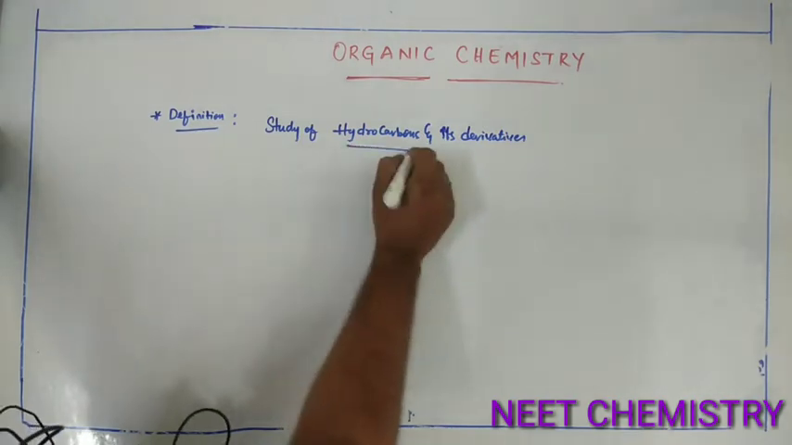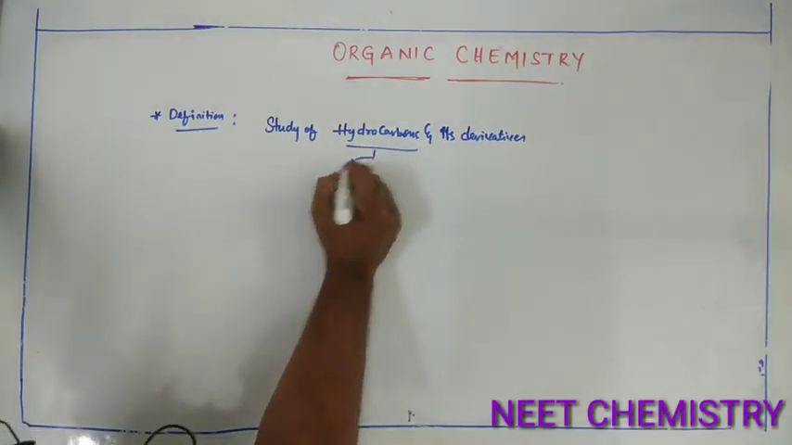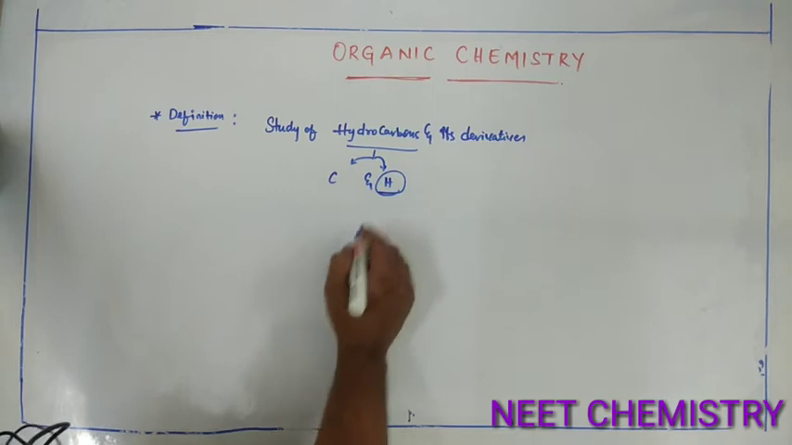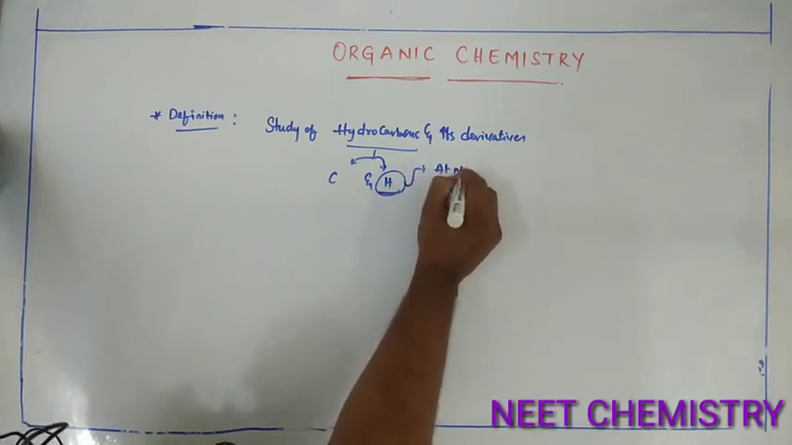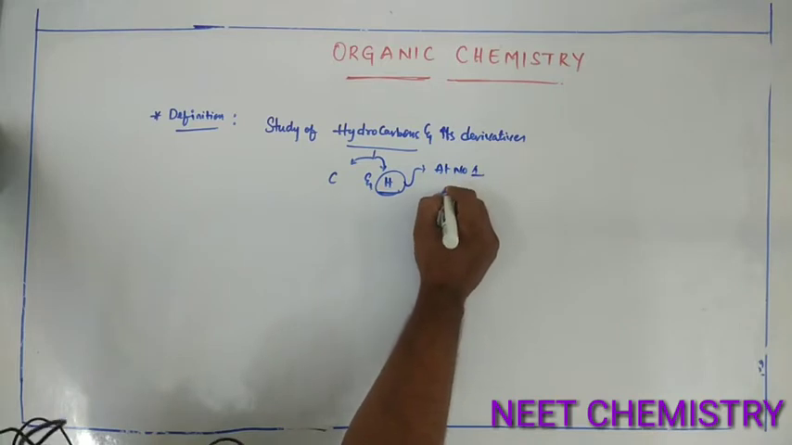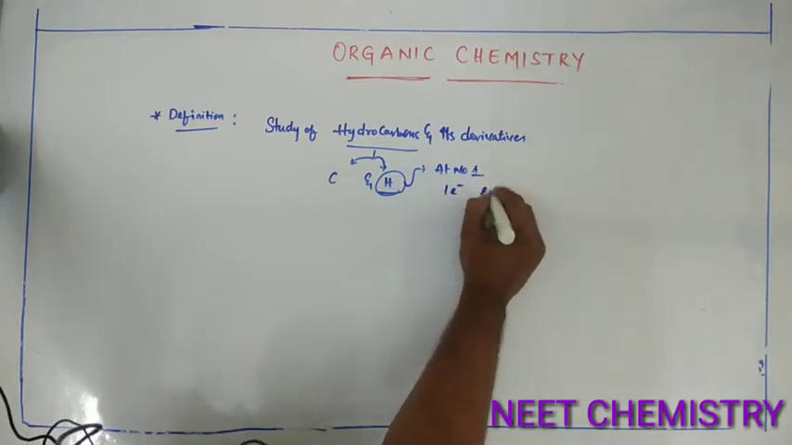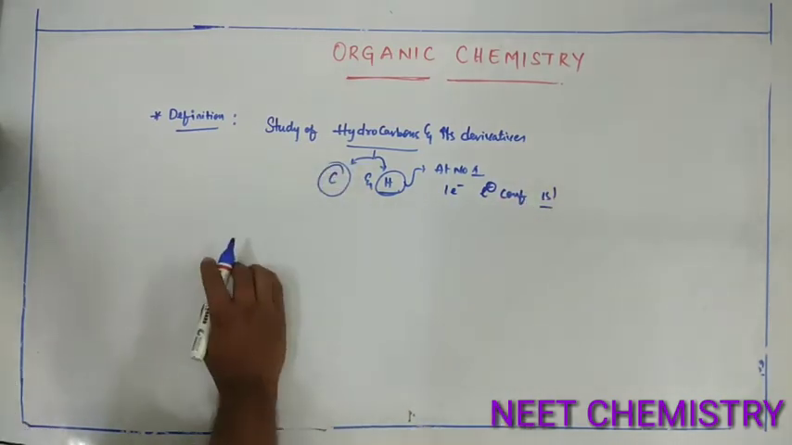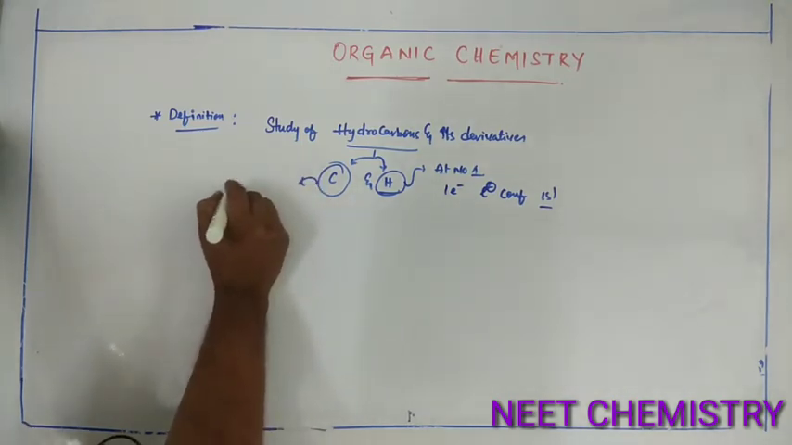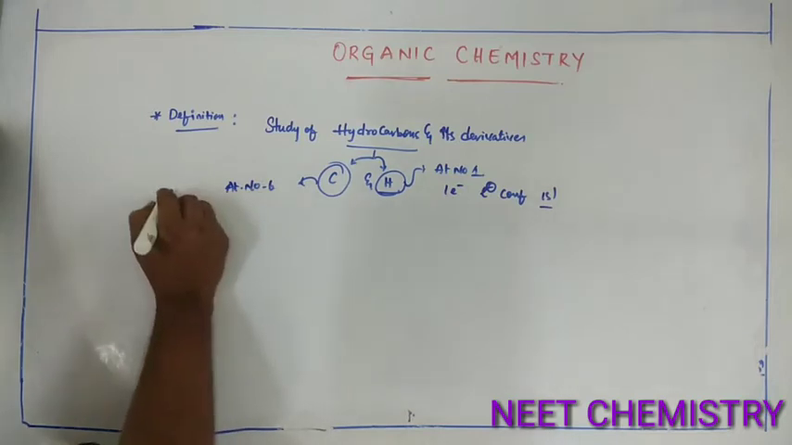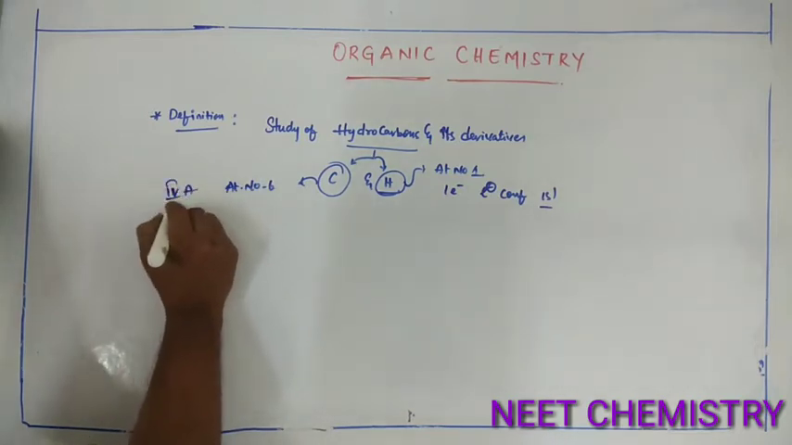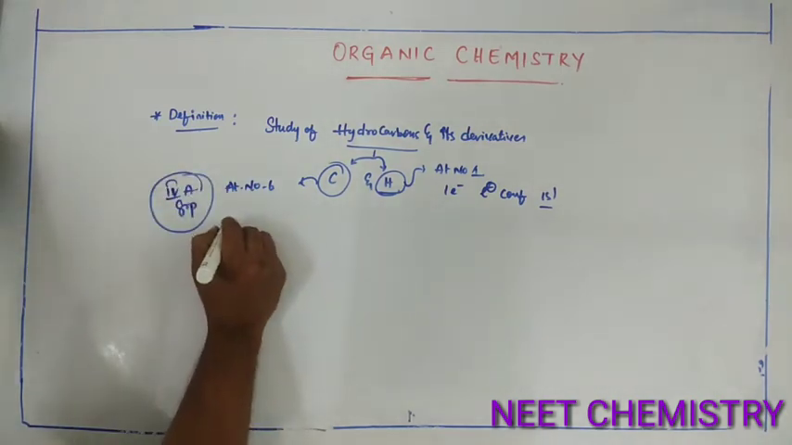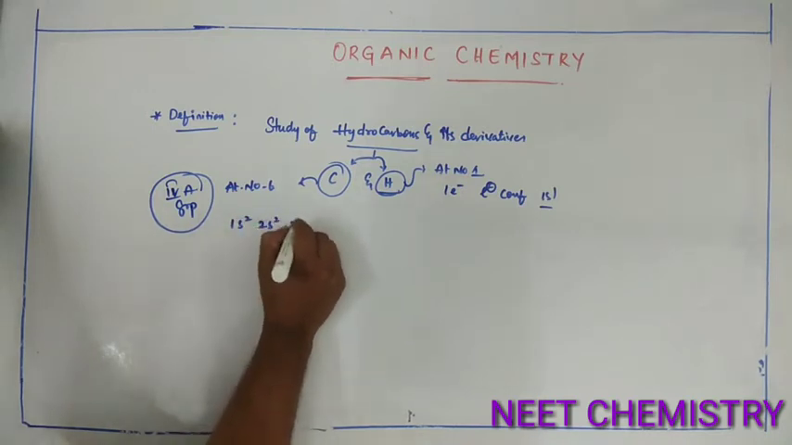So what are hydrocarbons? Hydrocarbons are made up of carbon and hydrogen. You know hydrogen: its atomic number is 1 and it has only 1 electron, so its electronic configuration is 1s1. Then what about carbon? Carbon's atomic number is 6. It belongs to the 4th A group, and its electronic configuration is 1s2, 2s2 and 2p2.